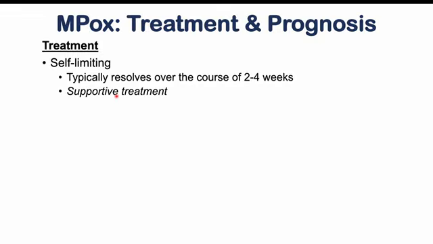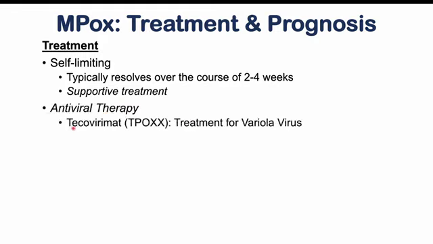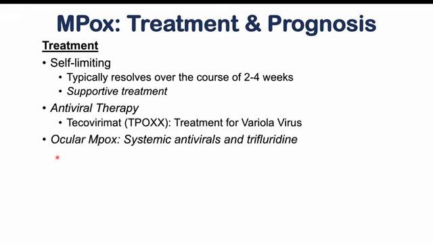If it is in one of those cases where there is a complication, if it's in a patient who is immunocompromised, oftentimes we're going to need other treatments. These can include antiviral therapies. So one of them is going to be tecovirimat for Mpox. This was initially a treatment for variola virus, and it works by blocking that F13 viral protein we talked about before. So this is a potential antiviral treatment for this condition. And then in patients who have ocular Mpox, so if they have those ocular findings we talked about before, systemic antivirals can be important. Again, tecovirimat, and adding trifluridine can be important as well.